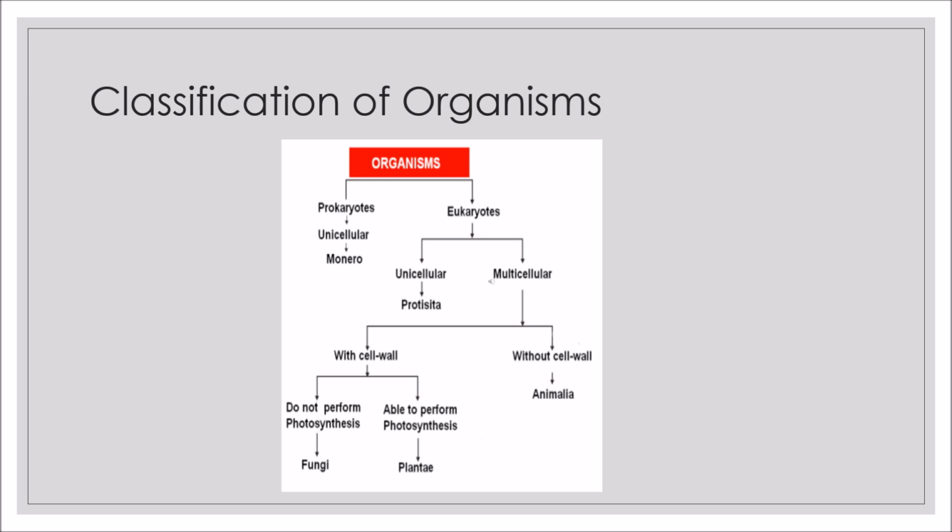Some unicellular organisms have well developed organelles, so those are put under eukaryotes, and those that do not have well developed organelles, I'm talking about only unicellular organisms, were put under prokaryotes. So well developed organelles and a unicellular organism means it is coming under Protista. And eukaryotes which are multicellular are divided into two types. One is with cell wall and one is without cell wall.